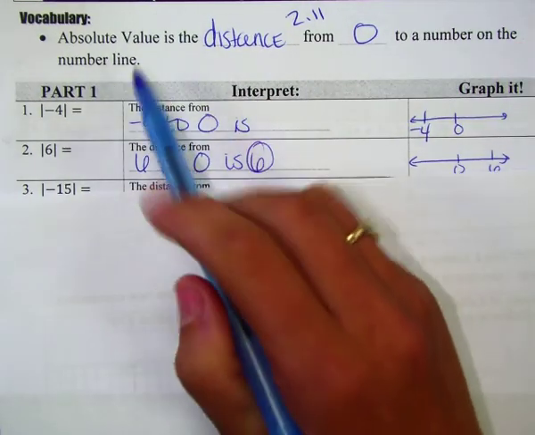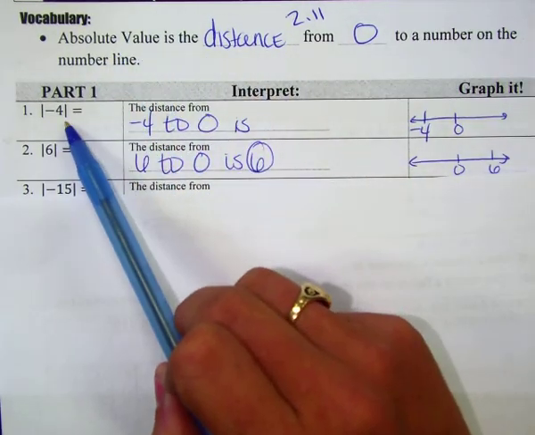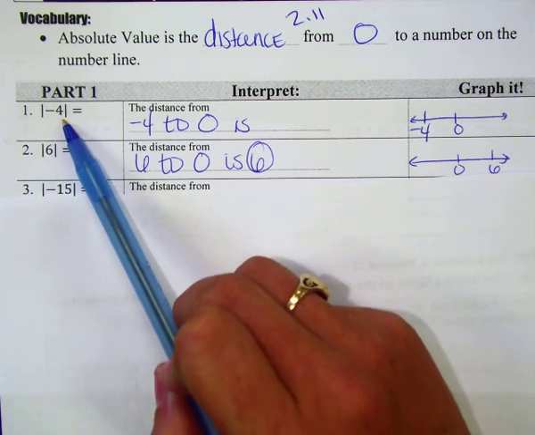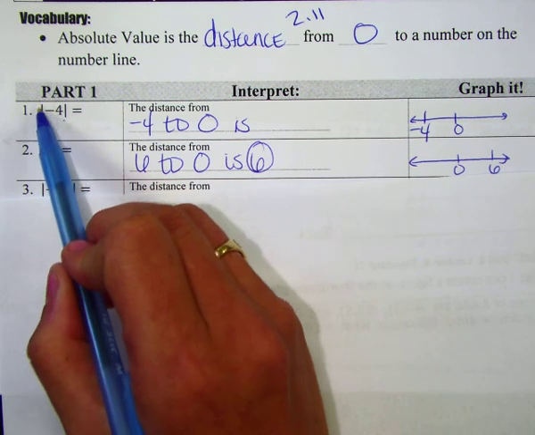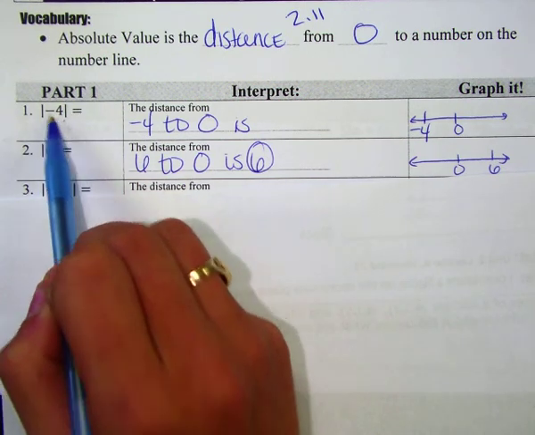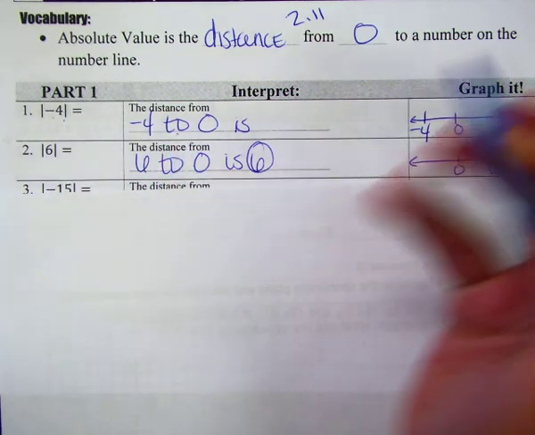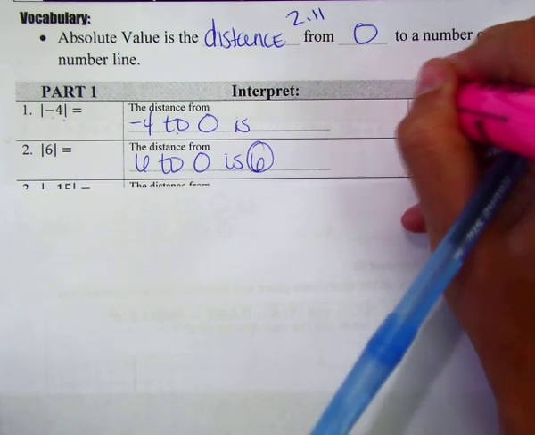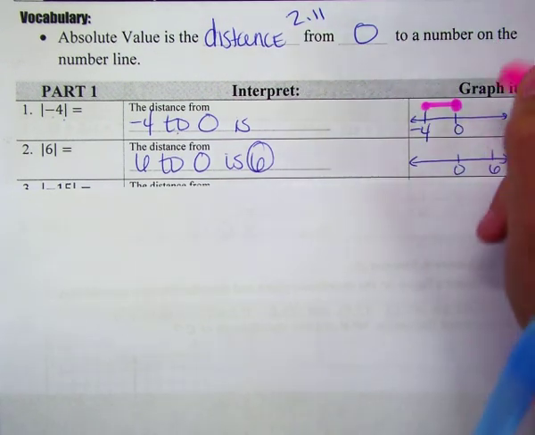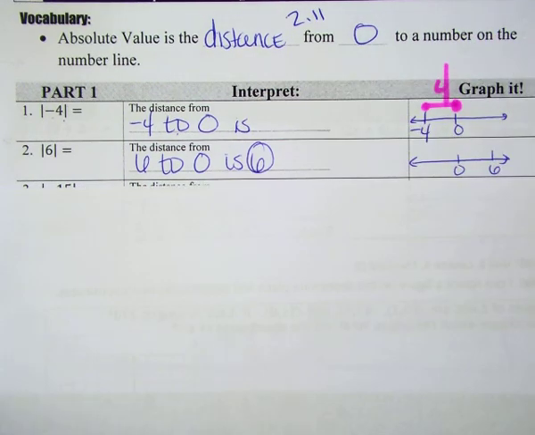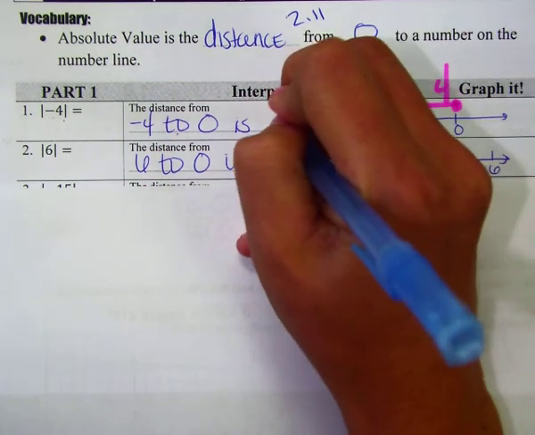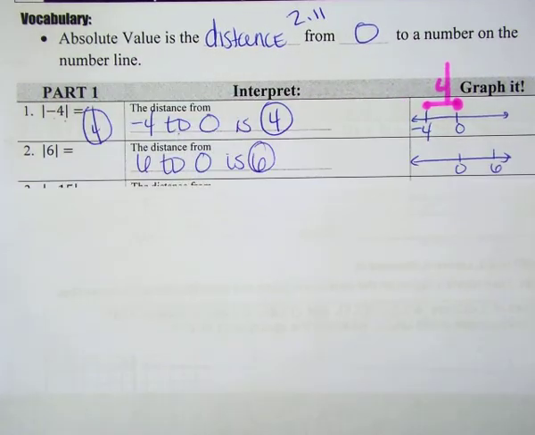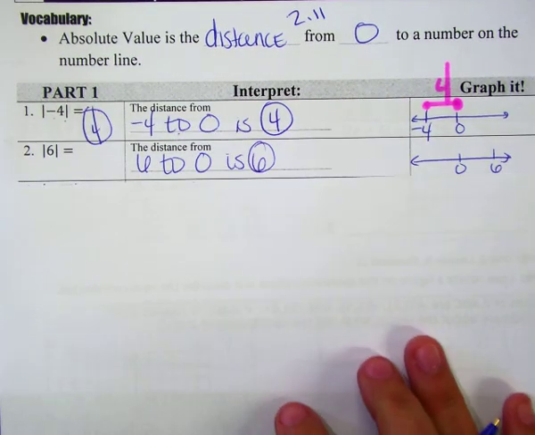Example number 1, the way that you would read this is two ways. Number 1, it's the absolute value of -4. However, what we want to refer to it as is the distance from -4 to 0. So if we look on a number line, the distance from -4 to 0, that's going to be 4 units. So the distance from -4 to 0 is 4. Therefore, the absolute value is 4.